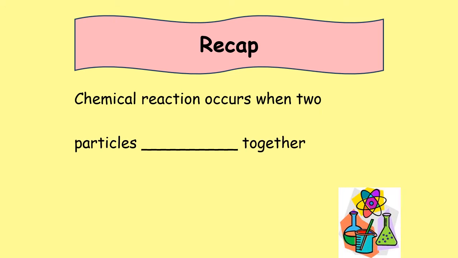So this one, again, it's a missing word. Chemical reactions occur when two particles do what together? So the answer to that one is collide. Now really, if you said they bump into one another, you are right. However, the word that we would want you to use is collide, because that is the scientific word for particles that bump into one another. So try and use collide if you're asked this question in the future, if you didn't use it this time.